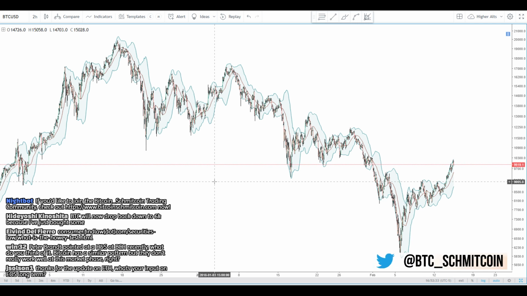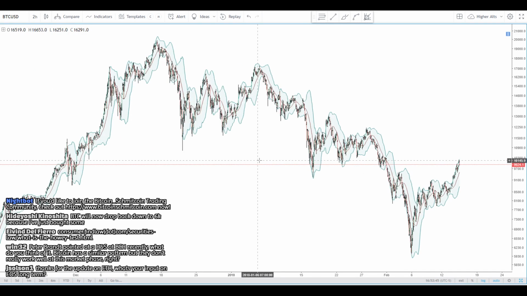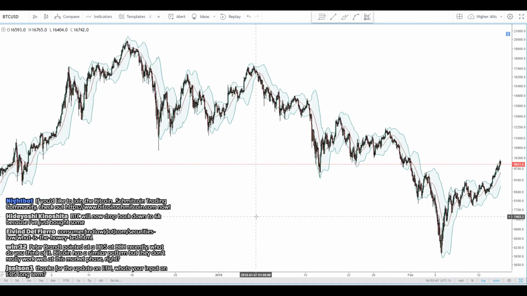Thanks for the input on Ether. You're welcome. What's your input on EOS long term? Long term, I'm bullish on EOS. This still looks very bullish on the Bitcoin pair, and I'm just waiting for Bitcoin to find its bottom because there's so many coins I want to buy right now, but I just don't see a lot of upside right now to buying some of these coins.